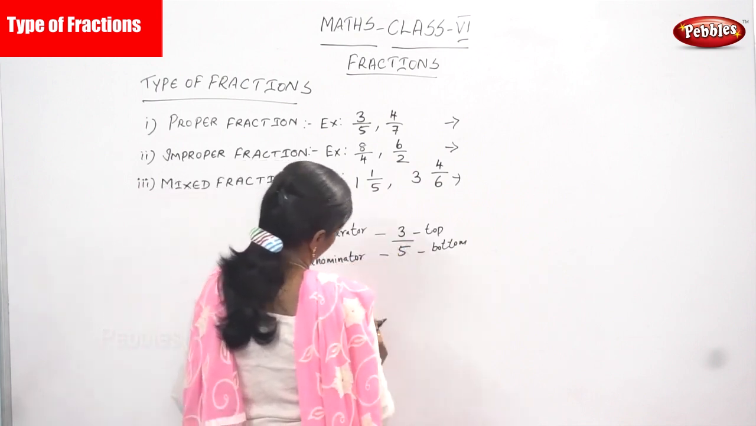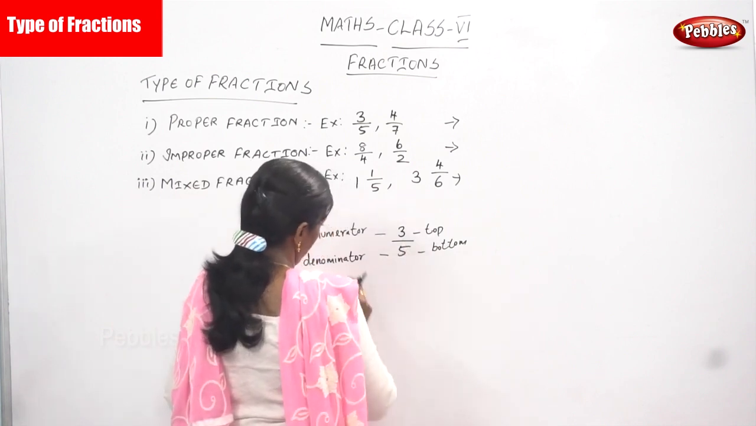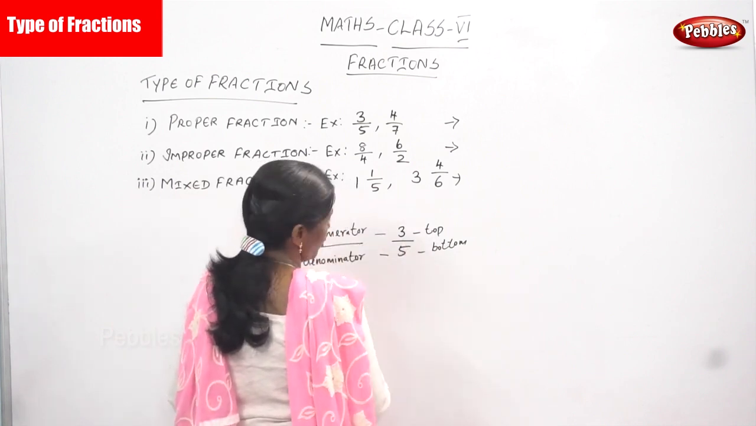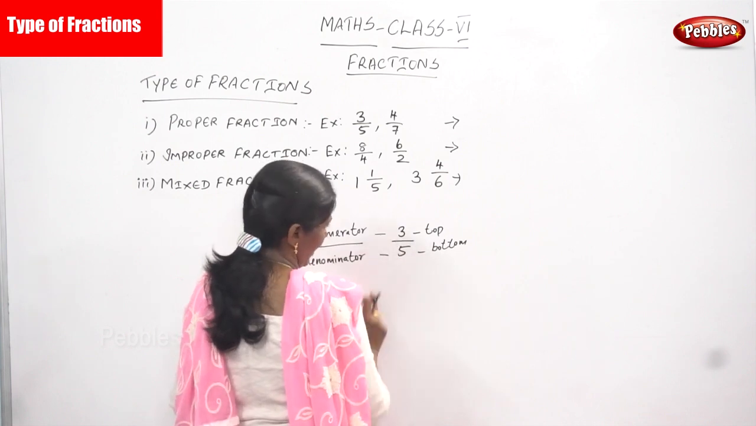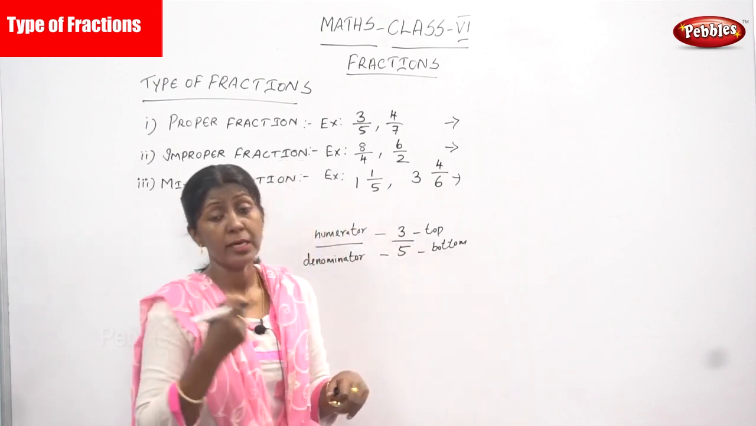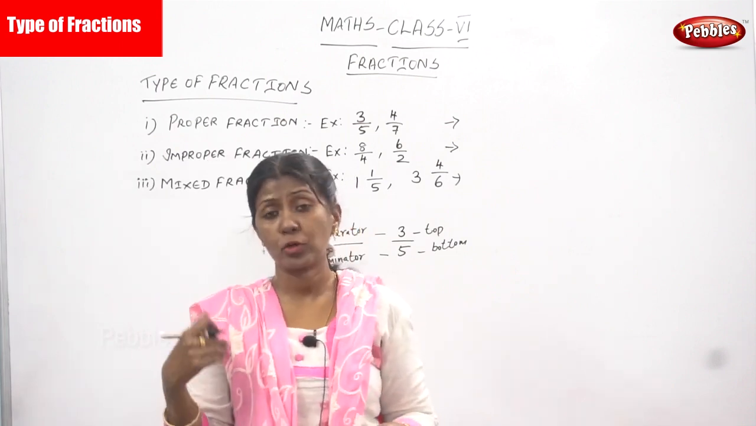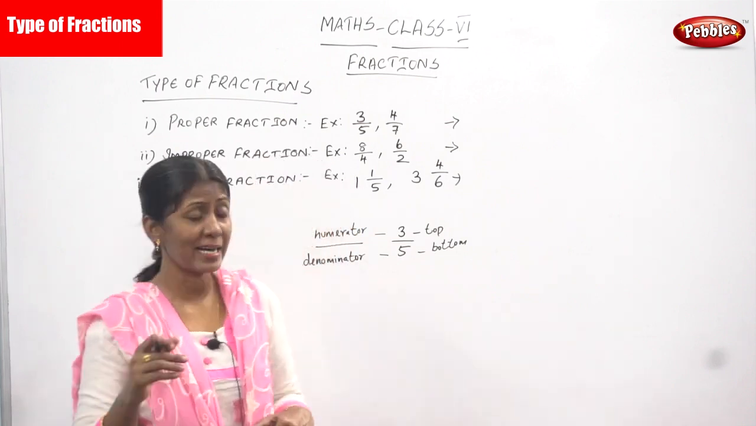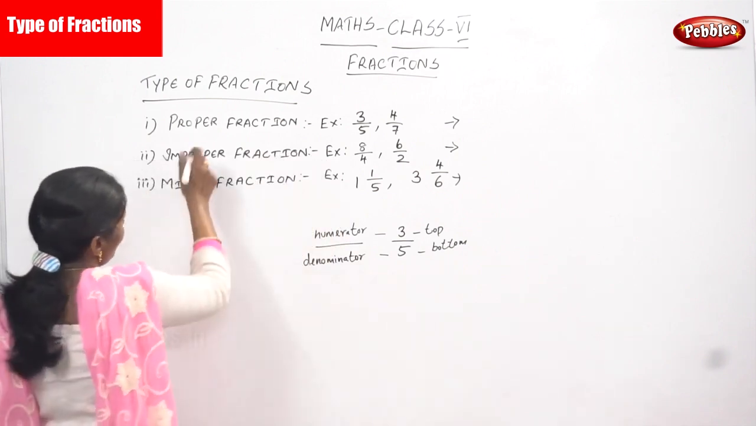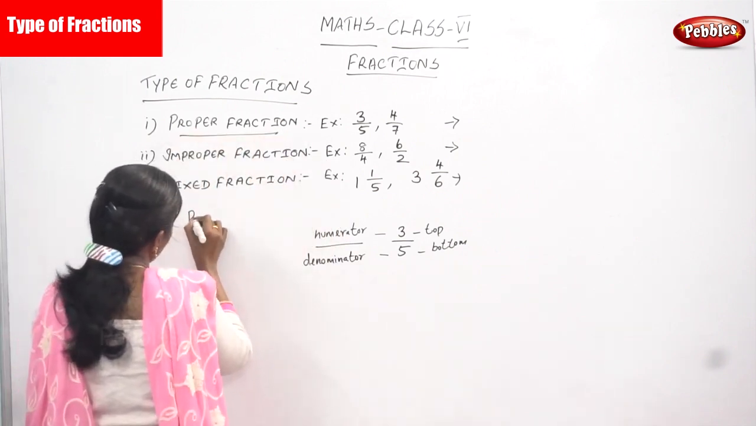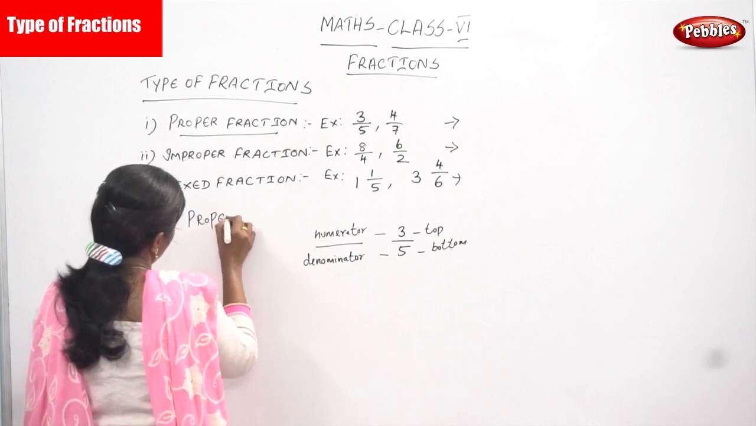So numerator and denominator. The first one is the top number, the second one is the bottom number. Numerator divided by denominator is called a fraction. So a fraction is made up of two numbers. The top number is called the numerator, and the bottom number we call the denominator. Now we are going to discuss proper fractions.